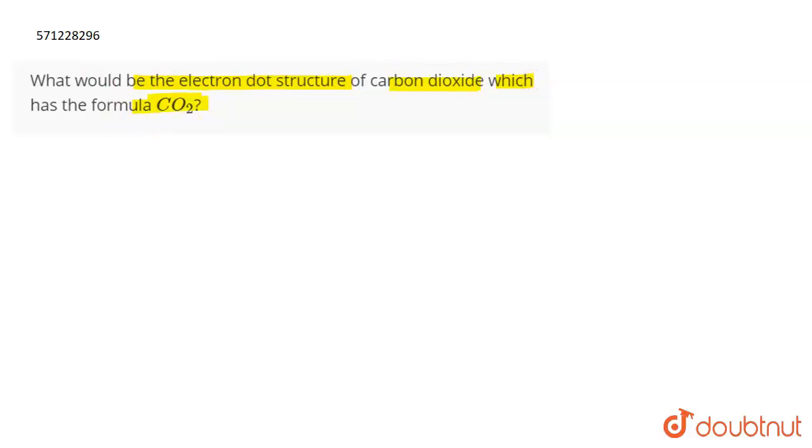The question is, what would be the electron dot structure for carbon dioxide, which has the formula CO2? So basically, you have to draw the electron dot structure, which is actually the Lewis structure.